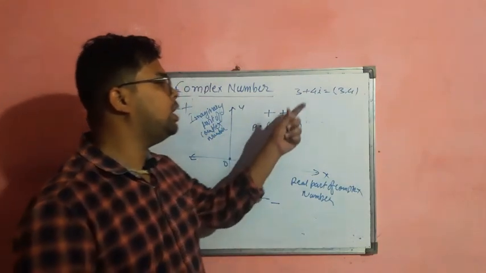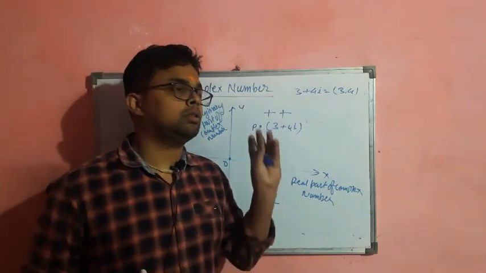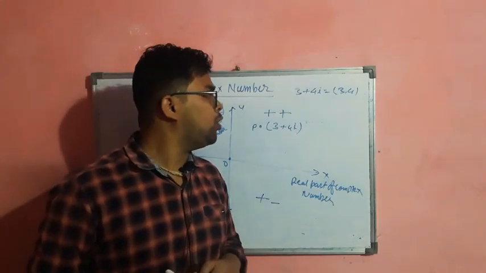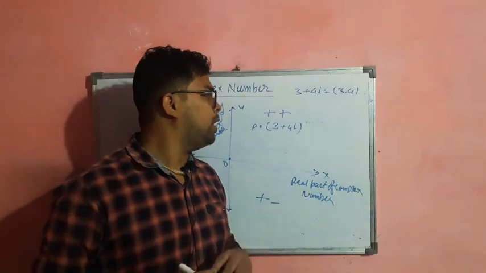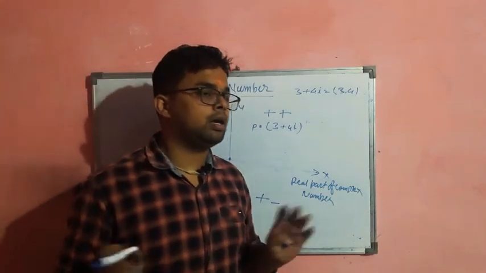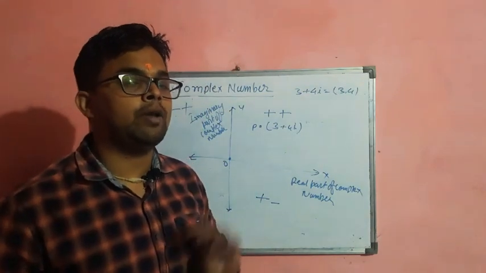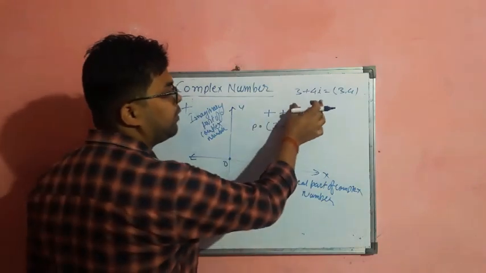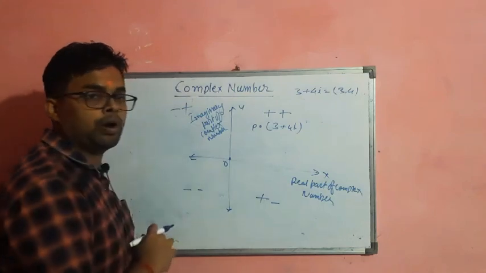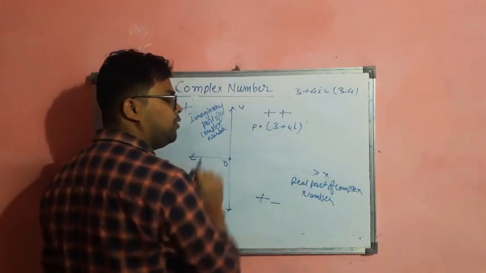So if any number is given to you, first you should know in which quadrant this complex number comes. If you don't know in which quadrant this complex number will lie, you can't solve the question. So here, very first I find the ordered pair of this number, that is (3, 4). So I know that this will lie in the first quadrant. So the complex number 3 plus 4i will lie in the first quadrant.